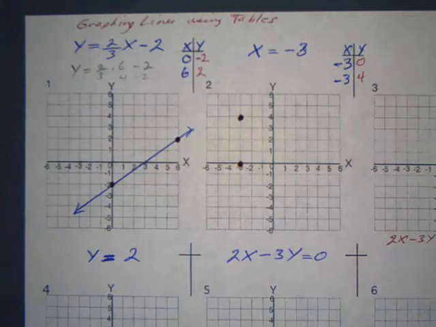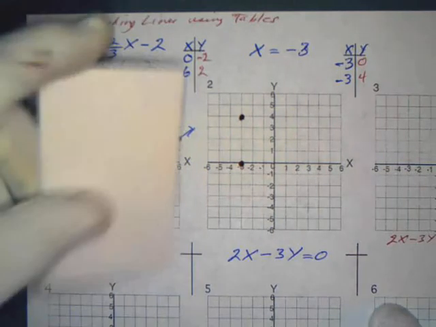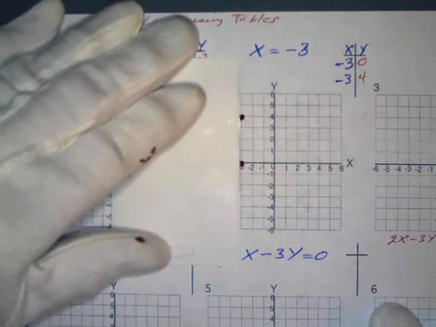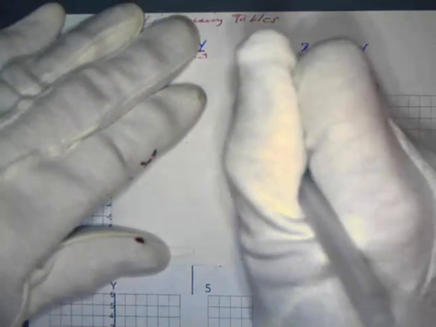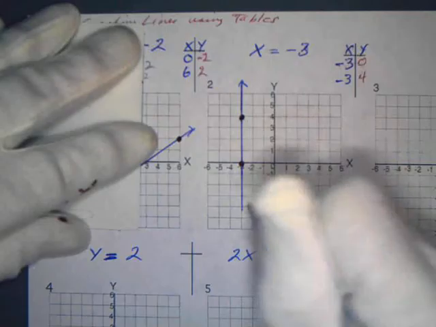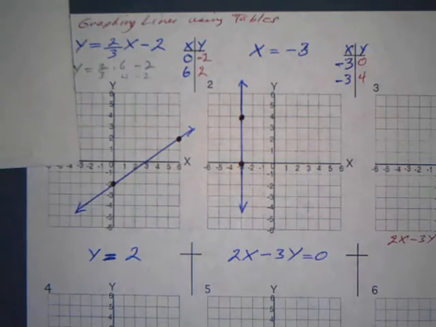And then I can connect those. I will have points, and any point on this line, the x will always be -3. You can try any point on that line, and the x will always be -3. So you have a vertical line. All right?